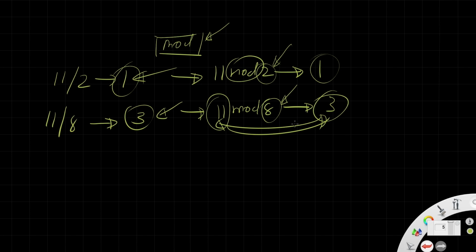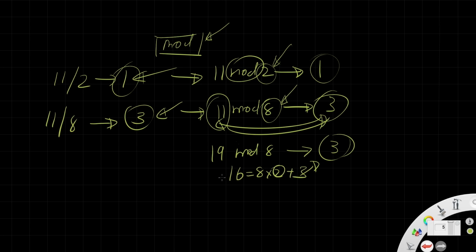Now you must be asking, there are other numbers which can have the same value. For example, 19 mod 8. 19 mod 8, that's also 3. So 8 into 2 is 16. 16 plus 3, the remainder of the division is 3. 16 plus 3 is 19. Let me write that calculation here because it's a fairly big number. 16 equals 8 into 2, where 2 is the quotient, plus 3 equals 19. So this is the calculation.